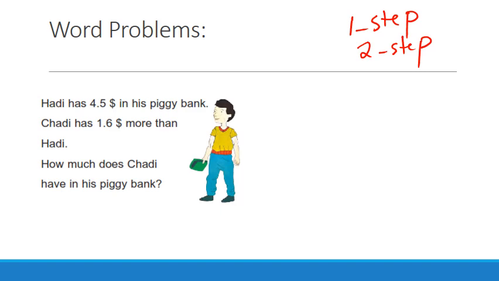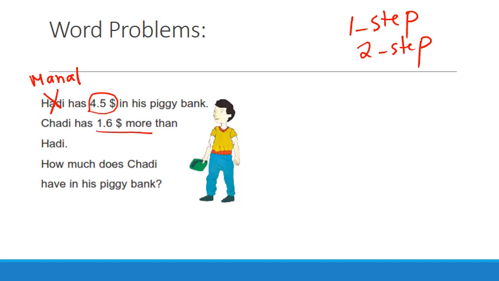Look at this question. Hadi has $4.5 in his piggy bank. Pretend yourself in this problem. So I'm going to cross Hadi and I'm going to put Manal. Everyone, cross the name, and pretend yourself in this situation. Pretend that you have $4.5 in your piggy bank, and your brother or sister has $1.6 more than you. So, how much do they have in their piggy bank?